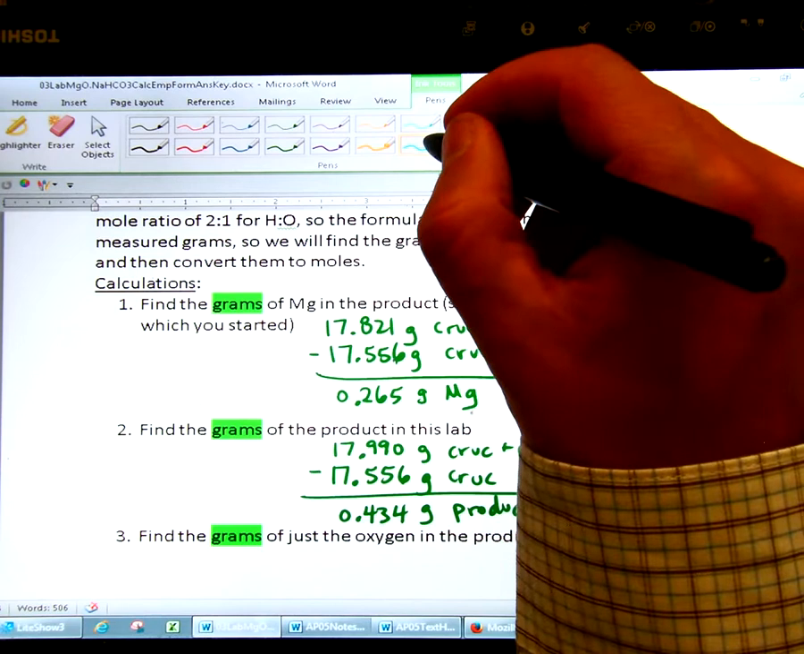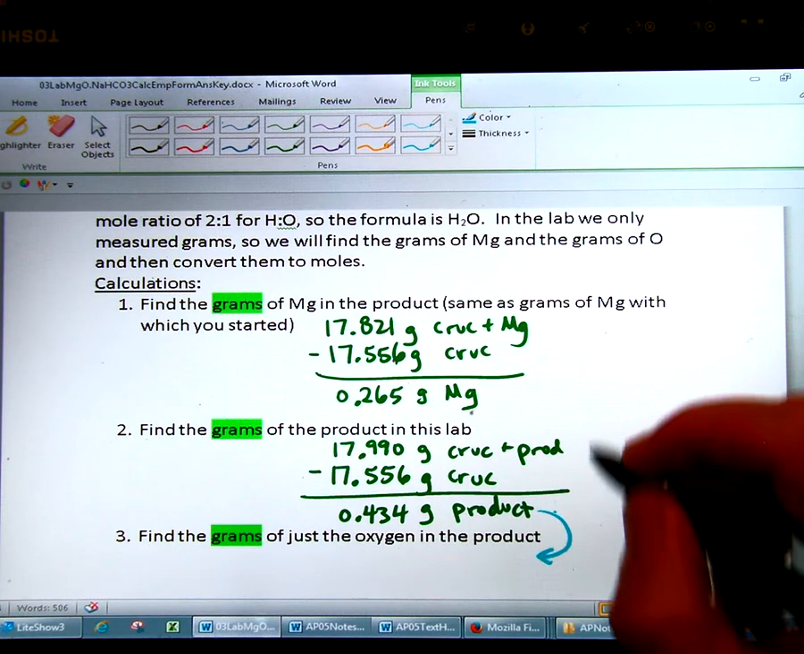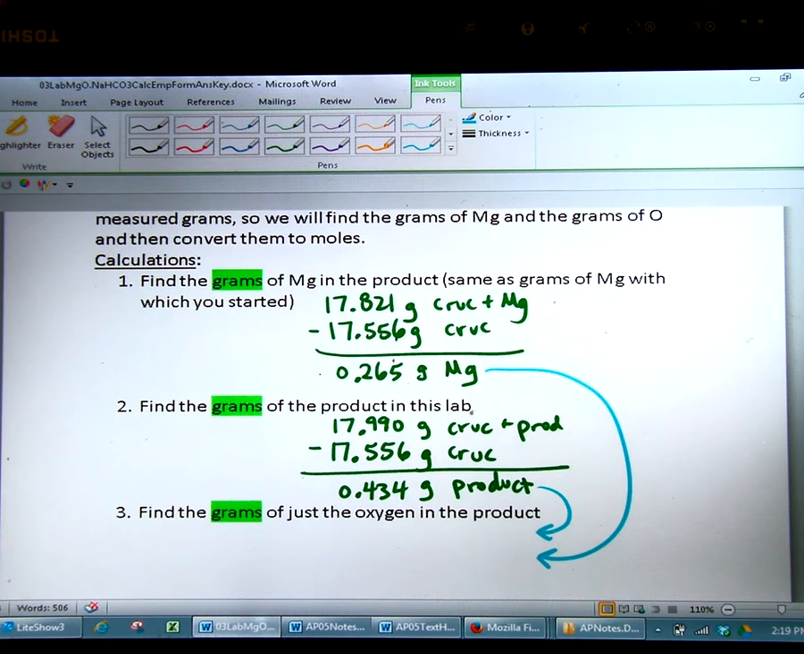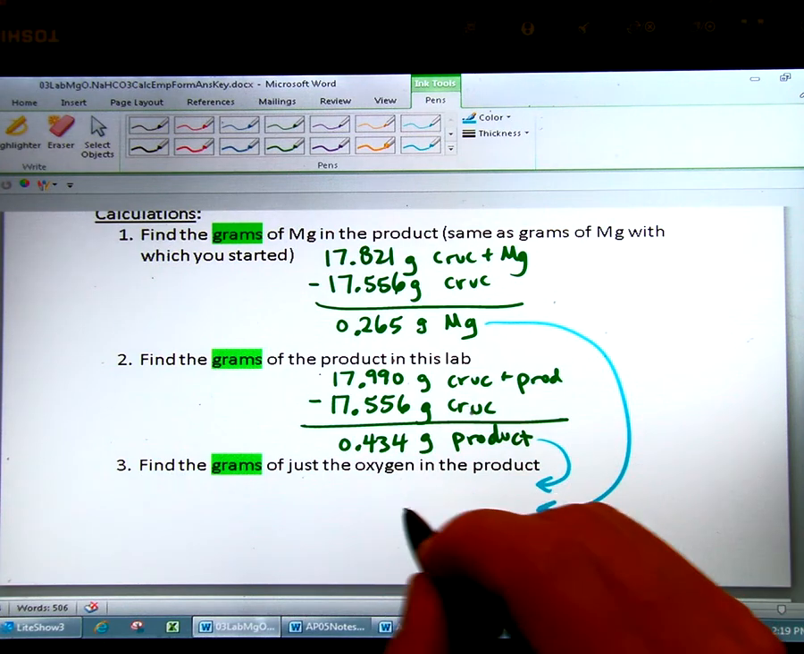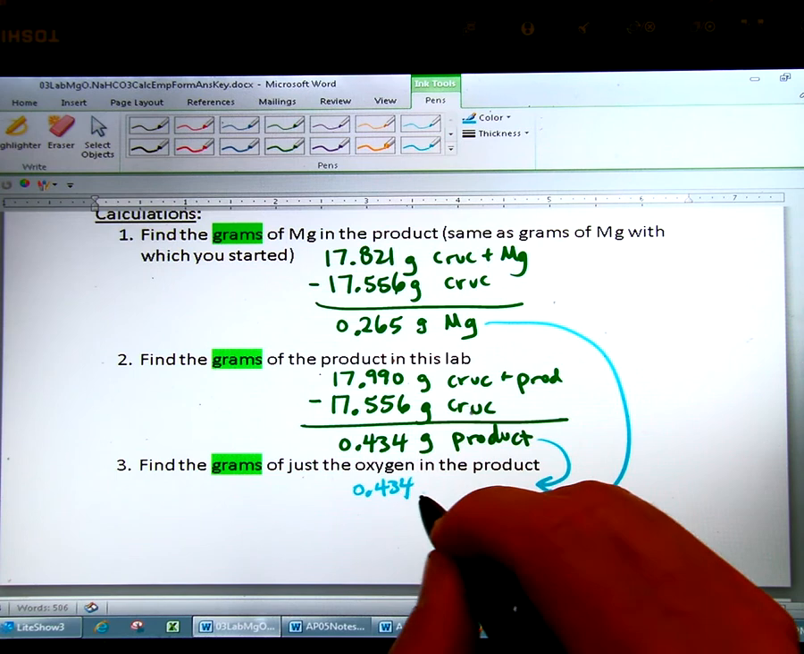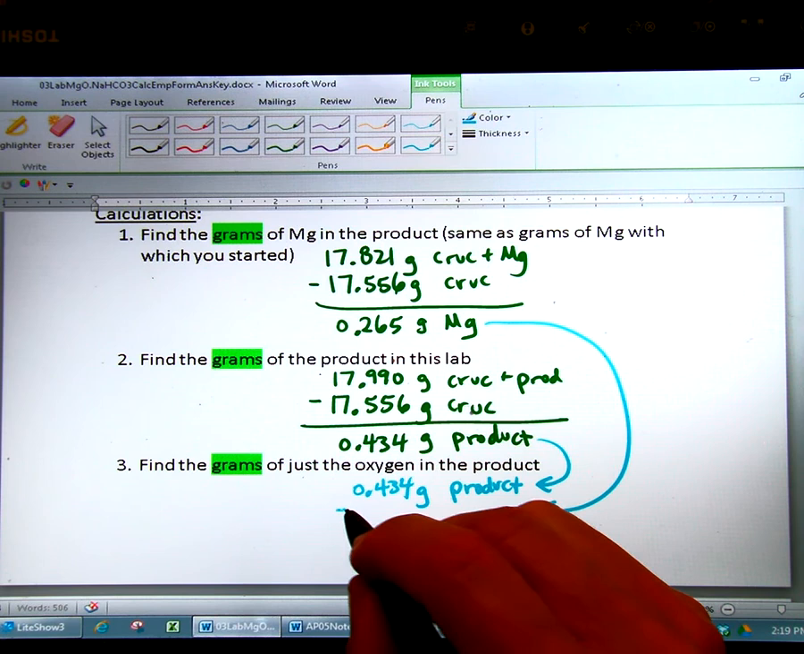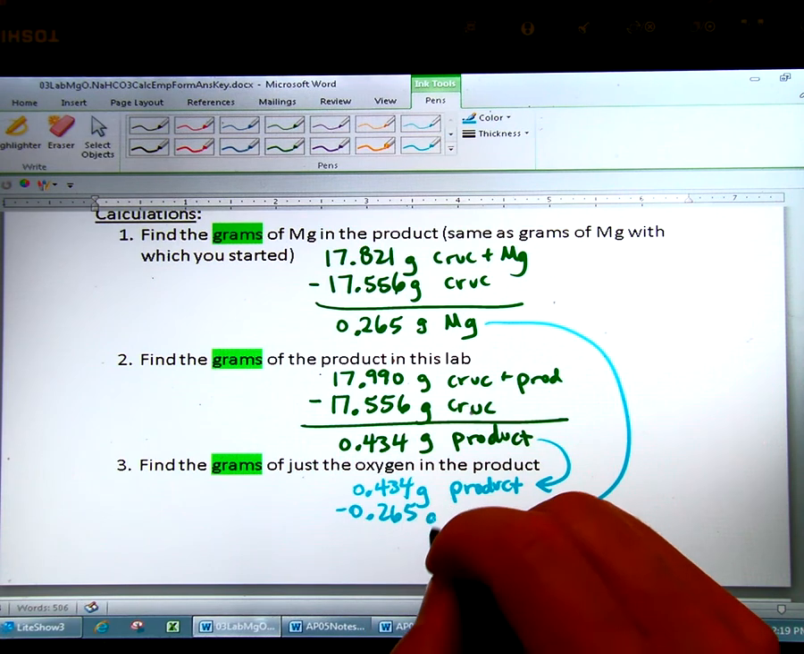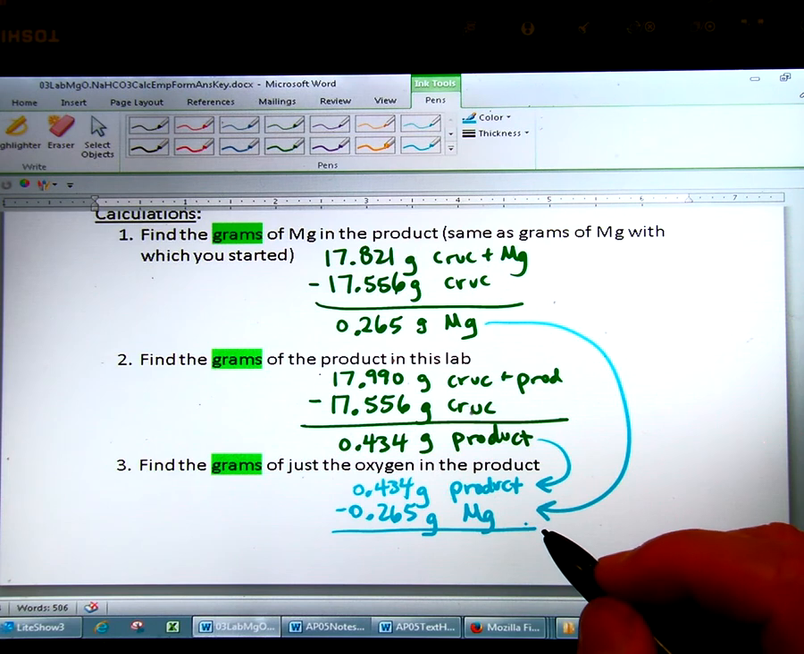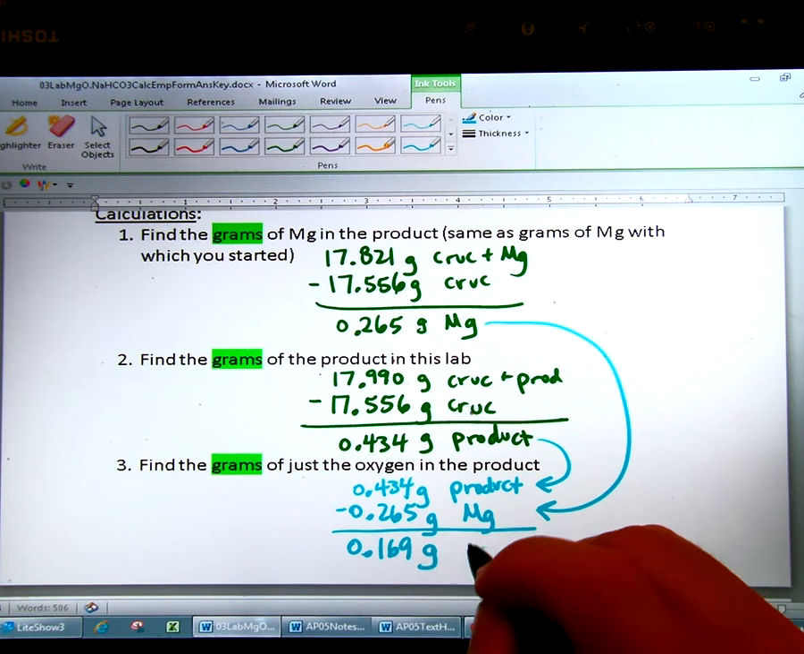Well, the oxygen by itself is the difference between the product and the magnesium. So you put the product over here, which weighs more than just the magnesium, of course, because the product has magnesium and oxygen. So you're going to take 0.434 grams of product minus 0.265 grams of magnesium. And when you do that math, you're going to get an answer of 0.169 grams of just plain oxygen.